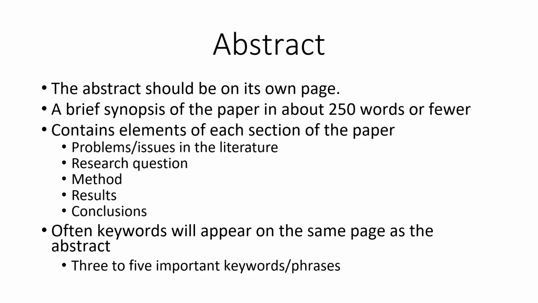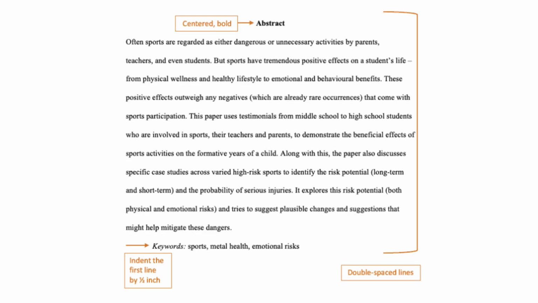Keywords will appear on the same page as your abstract. Choose 3 to 5 important keywords or phrases for your paper and list them in alphabetical order. This helps your reader to know what terms to understand for the context of your paper. And in the publishing world, these become Google search words that help people find your article.